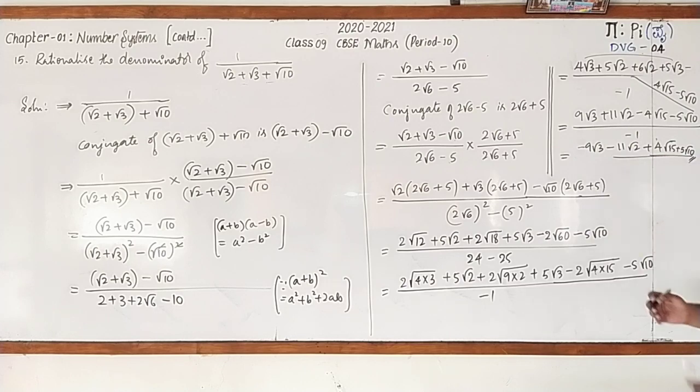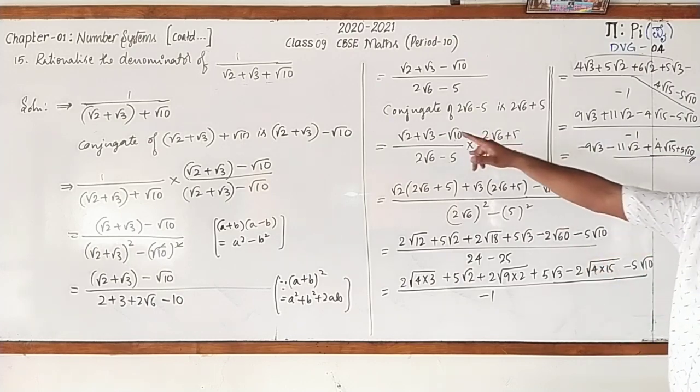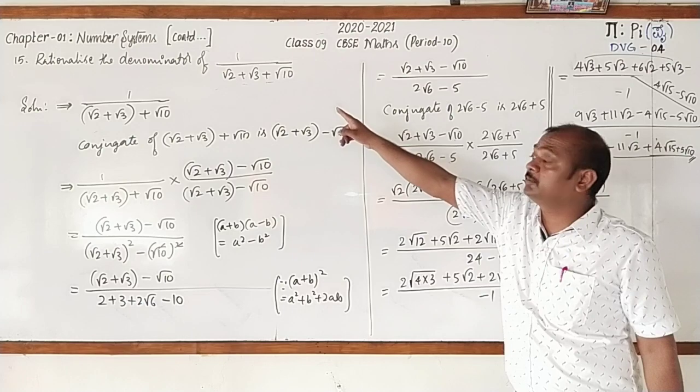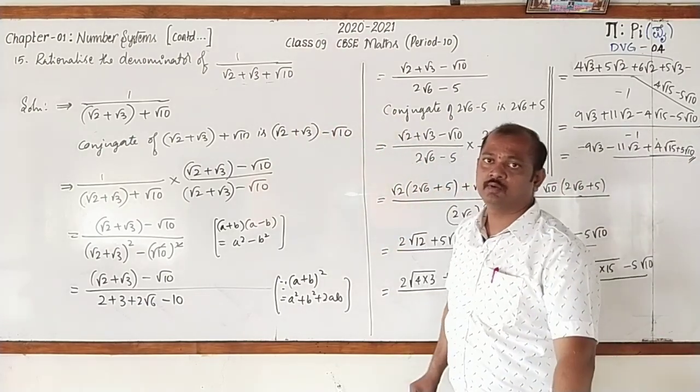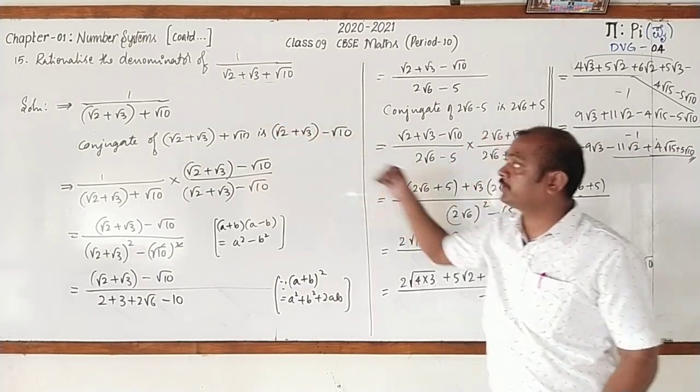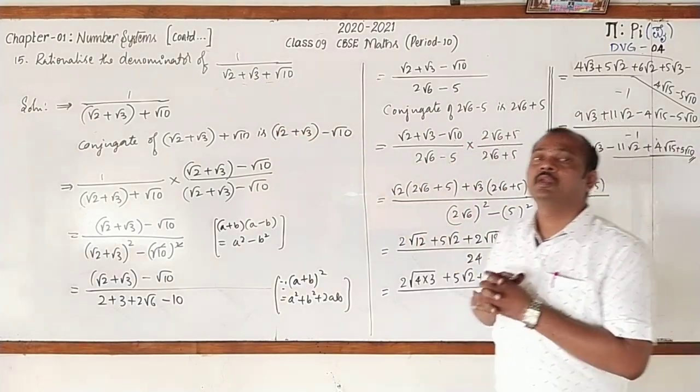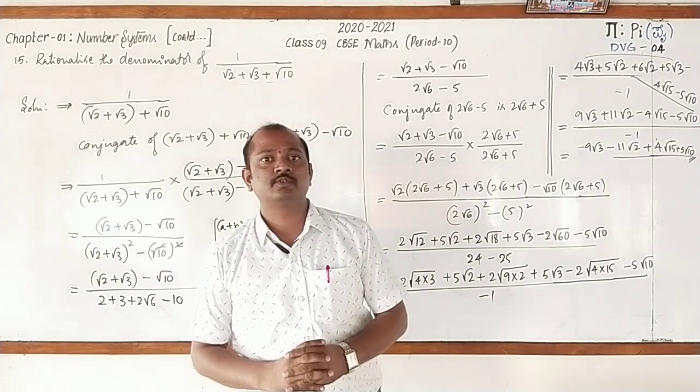Now, see, this is the method of rationalizing the denominator when there are 3 terms in the denominator. Okay. So now you have to copy from there to here. And before pausing the video, just listen to me.